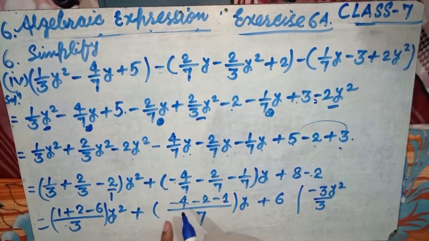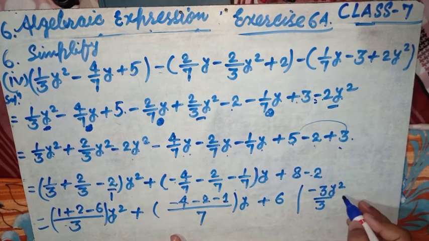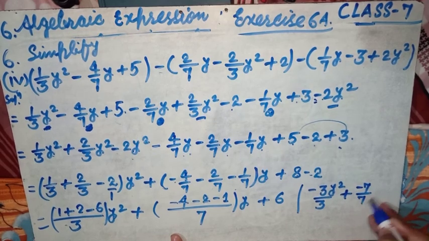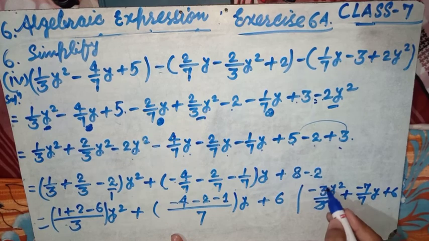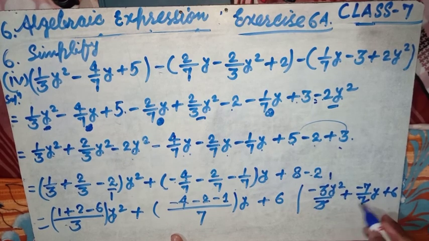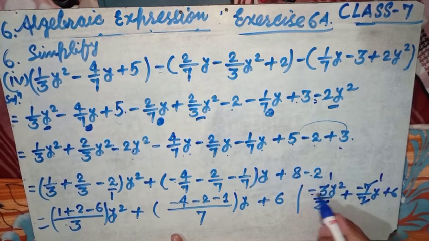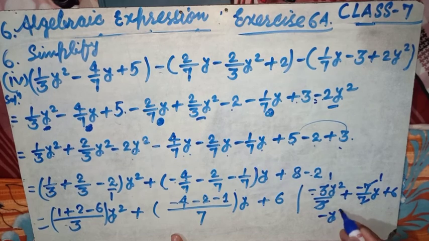Here have a look, this is minus 4, minus 2, minus 6, minus 1. Because all the numbers are negative, we have to add all their values and put the negative sign, meaning minus 7. So minus 7 by 7, here is the y. Now this is plus 6. Now 3 by 3 will get cancelled to 1, and 7 by 7 will get cancelled, giving minus 1. So minus 1 y square, meaning minus y square, minus y plus 6. This is your final answer.